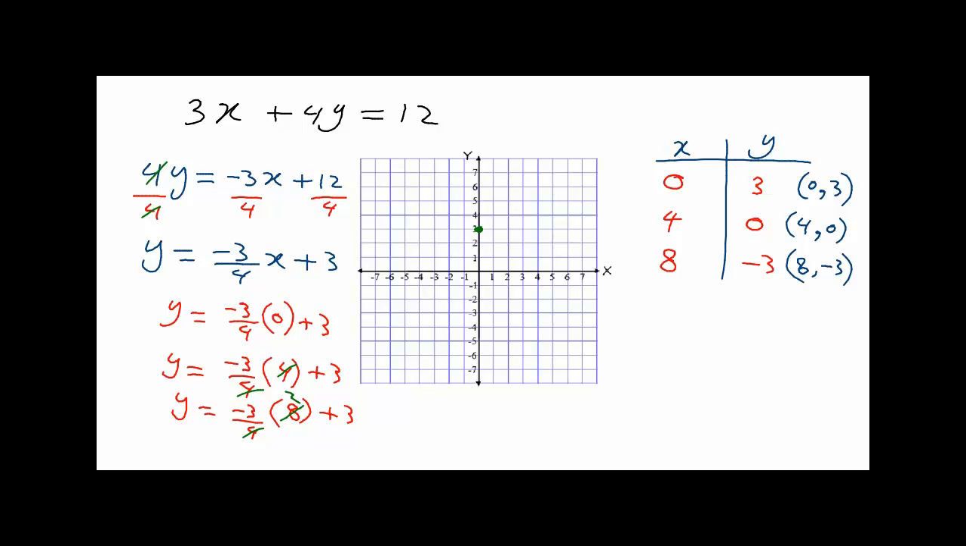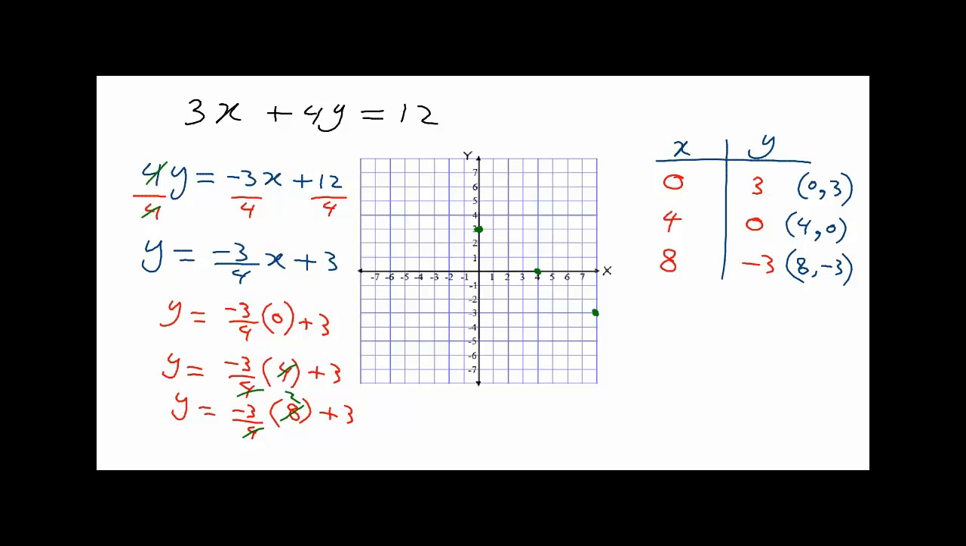Second point, 4 and 0. We will move 4 units to the right from the origin, and then we will not go up or down. So our second point is in this place. Our third point, 8 and negative 3, we will move to the right 8 units and then down 3 units. So our third point is in this place.